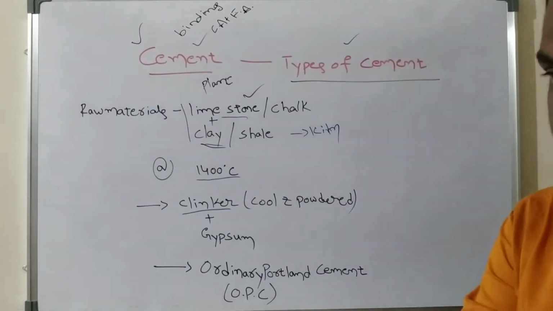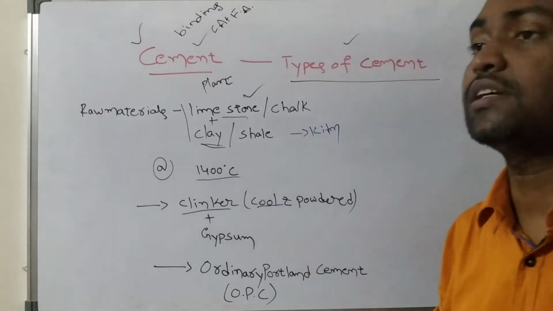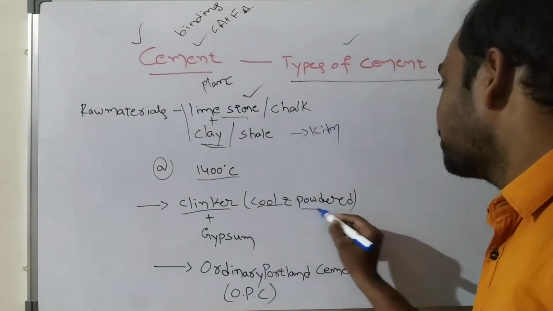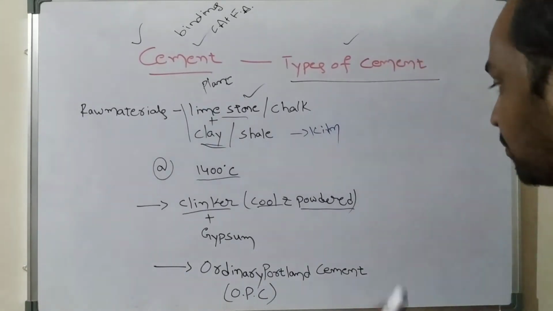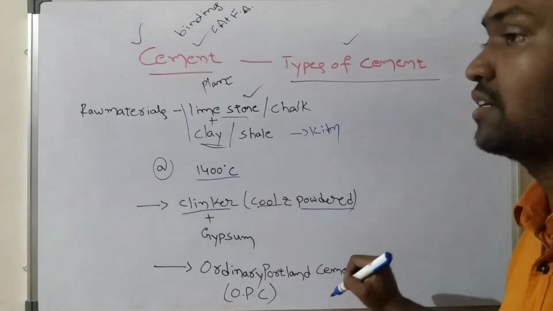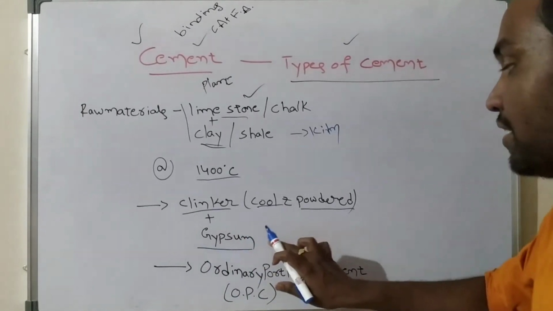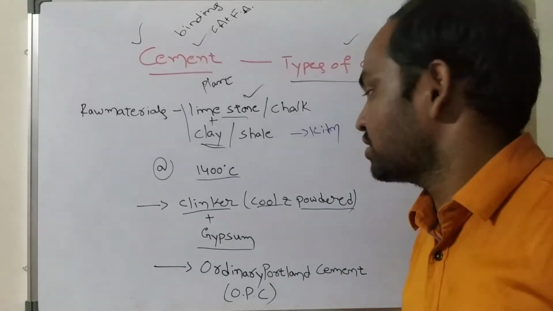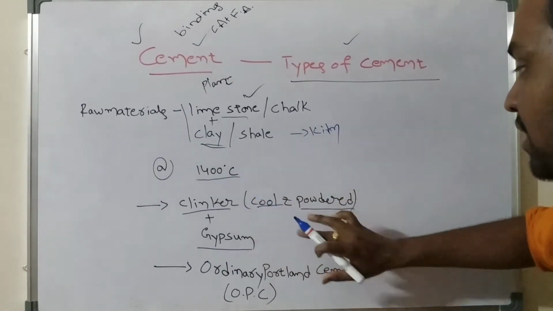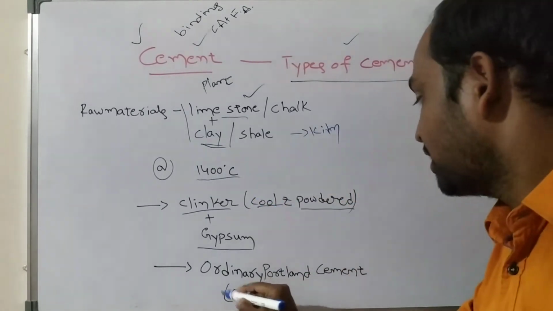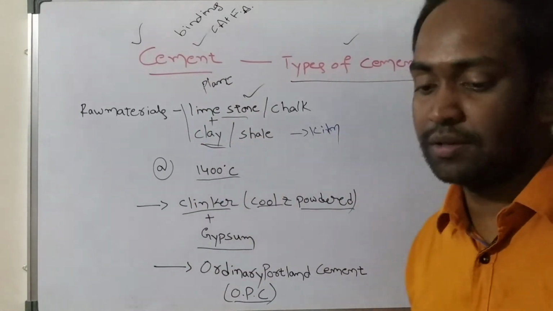After that, we bring out the clinker, cool it, and after cooling, we convert it into powdered form, or finely divided form. That powdered clinker is called cement. To that cement, we need to add 2% of gypsum. That gypsum is added for the setting time of cement. After adding gypsum to the cement, that product is called ordinary Portland cement or OPC. This is the procedure involved in the manufacturing of cement.